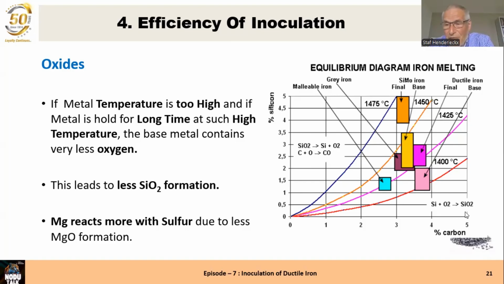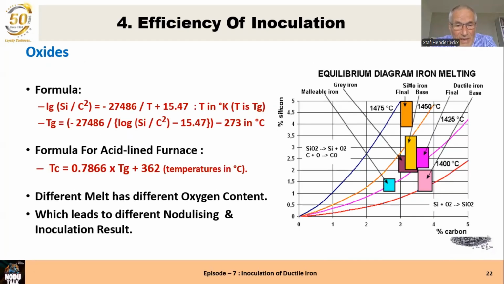And this is a graph for showing a little bit. You see the base iron. Why is there another one? Why in the base iron is there much less silicon in the furnace? You have the ductile iron final, you have the CMO and gray iron. Everything is done there. Mainly remember that we need oxygen for making silicon oxide. And magnesium also reacts with sulfur if there is less magnesium oxide formation. So please never take all the oxygen out of your metal before you do the nodulizing and before you do the inoculation.